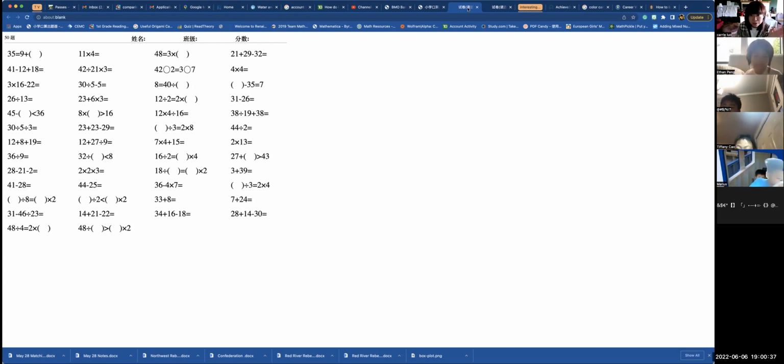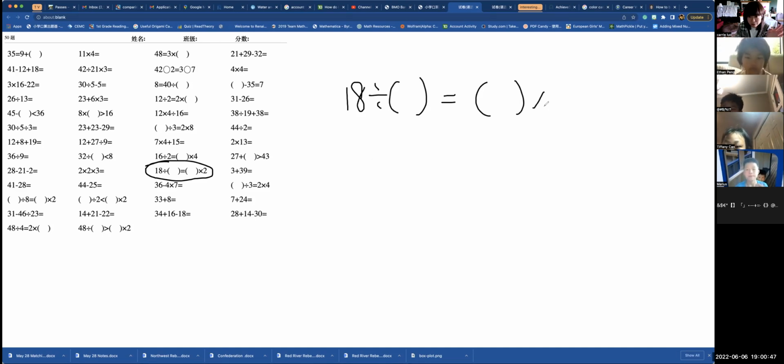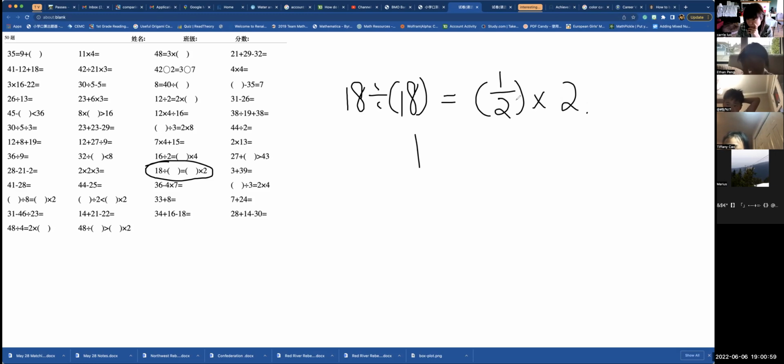Okay, I just want to emphasize some questions with all of you. So maybe next week we could finish it. Okay, so everybody, let's take a look at this one. 18 divided by something equals something times 2. I always like what? 18 divided by 18 equals what? 1. So what times 2? Half. Right? Also, you can do 18 divided by 9 and 1 times 2. Get it, boys and girls? Get it?